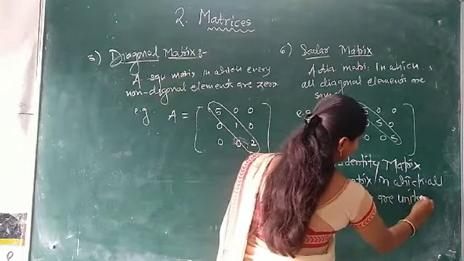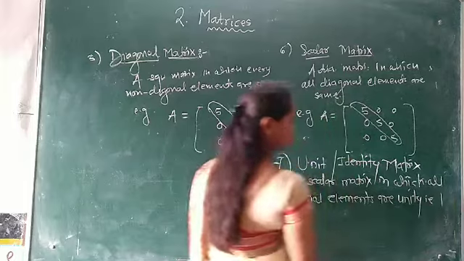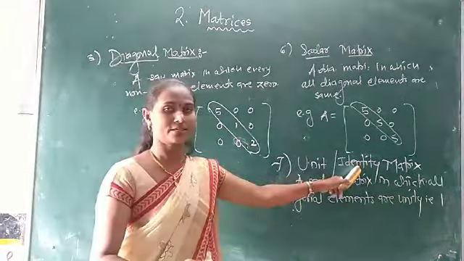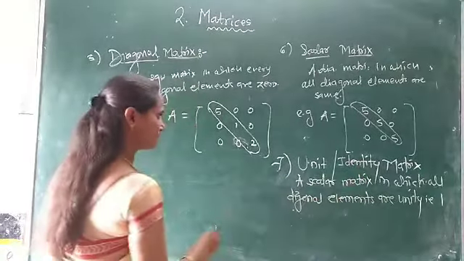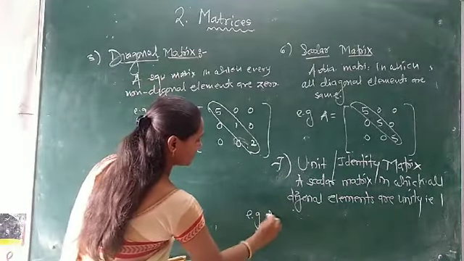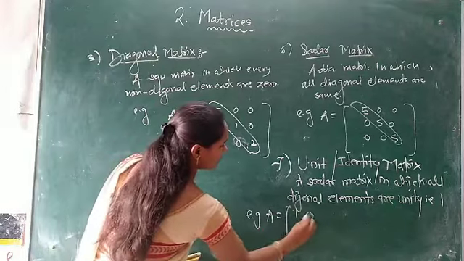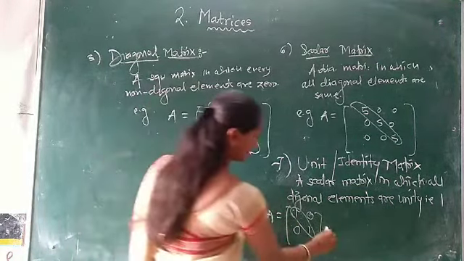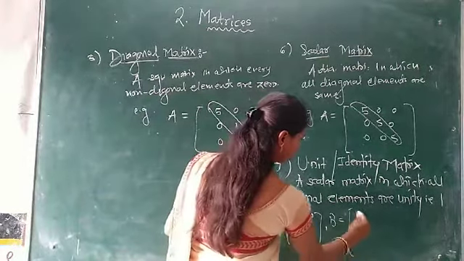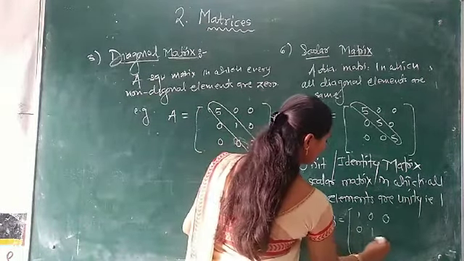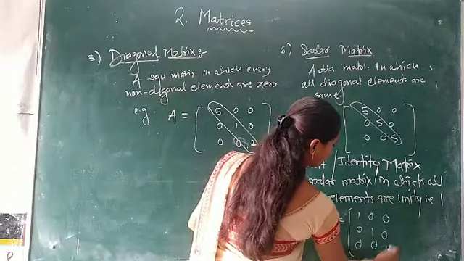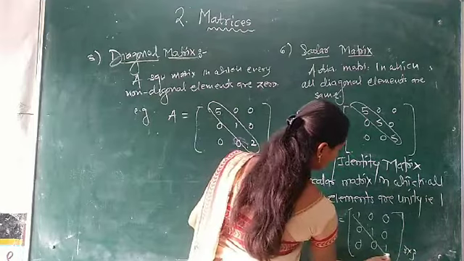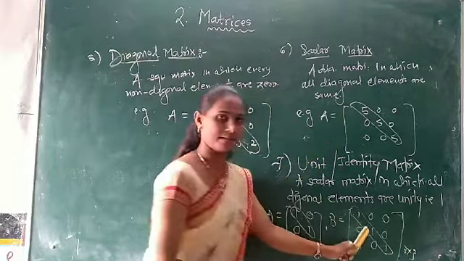And unity, it is called as a unity. That means it is 1. Is called as a unit matrix, or simply it is called as an identity matrix. So for example, A is equal to [1 0; 0 1]. So diagonal elements are 1 here. Next B is [1 0 0; 0 1 0; 0 0 1]. So again order is 3. All diagonal elements are 1.